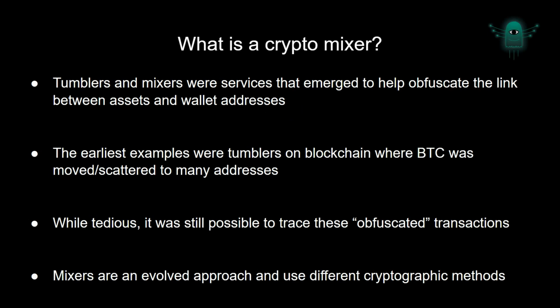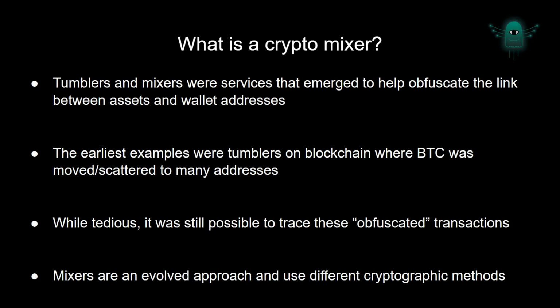Now, tumblers and then subsequently mixers were services that emerged to help obfuscate or hide, or even in some cases completely remove the link between assets and wallet addresses. The earliest examples that we all saw were on Bitcoin, or on the BTC chain, where tumblers were employed. Basically, these were third-party entities where you could send your BTC, and they would scatter the asset across a number of wallets, basically pushing random sums of money into many different transactions in many different wallets, making it annoying to have to track down every single penny and create this transactional map.